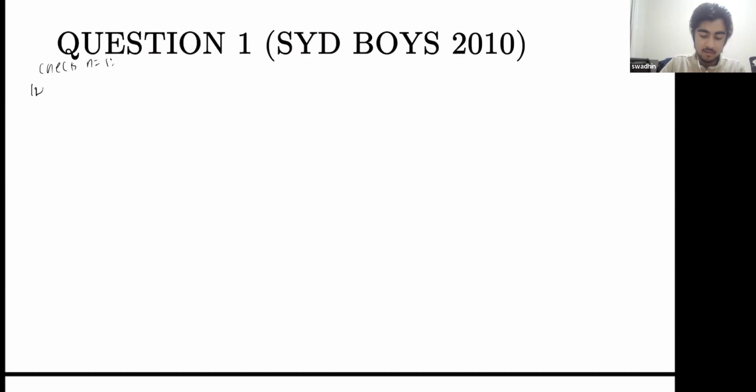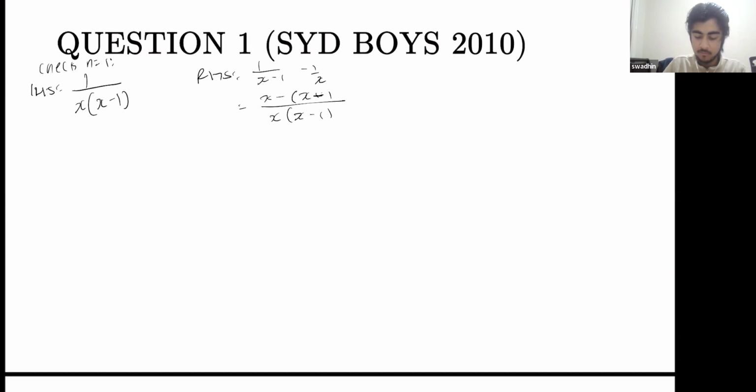So on the left-hand side, n as 1 will give 1 over x bracket x minus 1. And the right-hand side, it'll give 1 over x minus 1 minus 1 over x, which is going to be x minus 1 over x bracket x minus 1, which gives you 1 over x minus 1. And that is equal to LHS. So therefore, true for n is equal to 1.